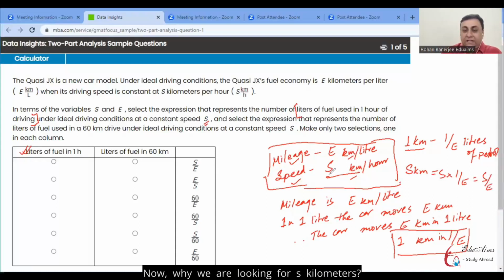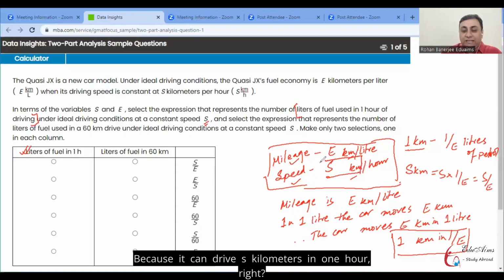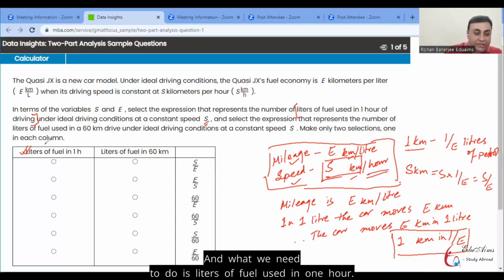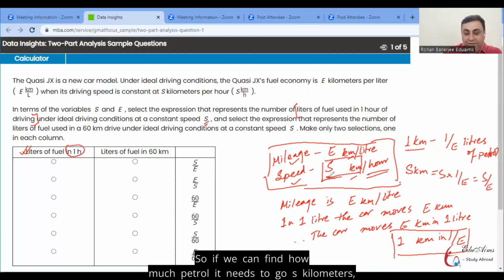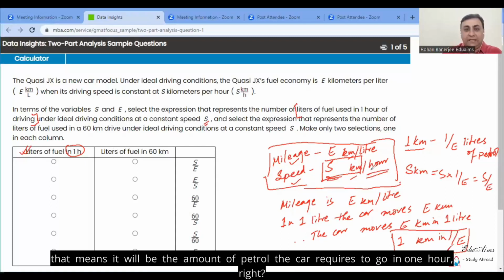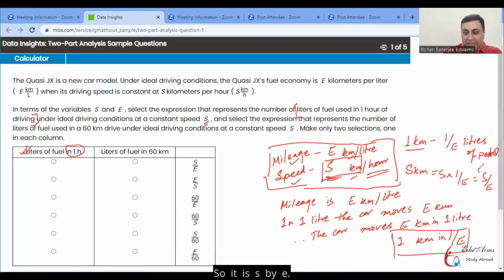Now, why are we looking for S kilometers? Because it can drive S kilometers in 1 hour, right? And what we need to find is liters of fuel used in 1 hour. So if we can find how much petrol it needs to go S kilometers, that will be the amount of petrol the car requires to go for 1 hour, right? So it is S by E. So S by E is our option. So this is the choice.